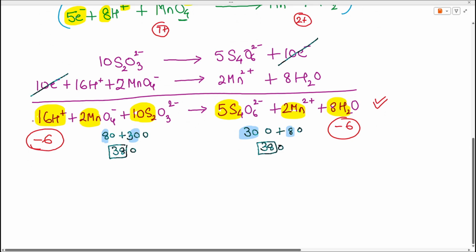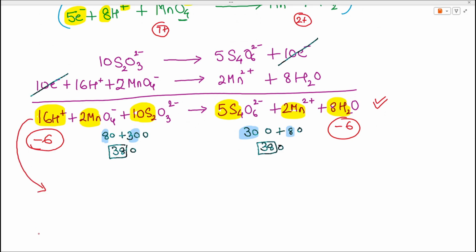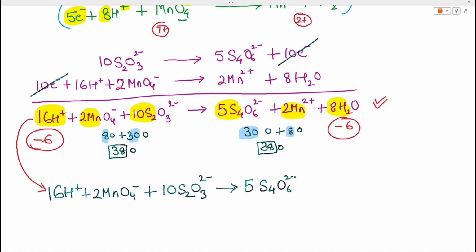Now from here we can take the same equation and balance it in basic medium also. So let us first write this down again. So we have 16 H positive plus 2 MnO4 with a negative charge plus 10 S2O3 with a 2 negative charge, and this gives us 5 S4O6 with a 2 negative charge plus 2 Mn with a 2 positive charge plus 8 H2O.